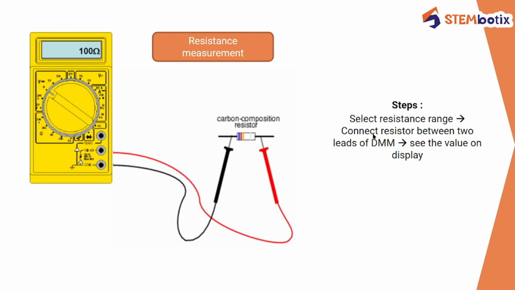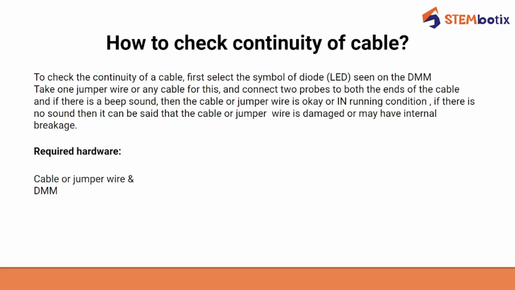So select first the range, then connect both the leads, first common or black probe and then red probe, and place your resistor in between these both probes and see the value on the display. So this is how you can measure a resistance of your unknown resistor.